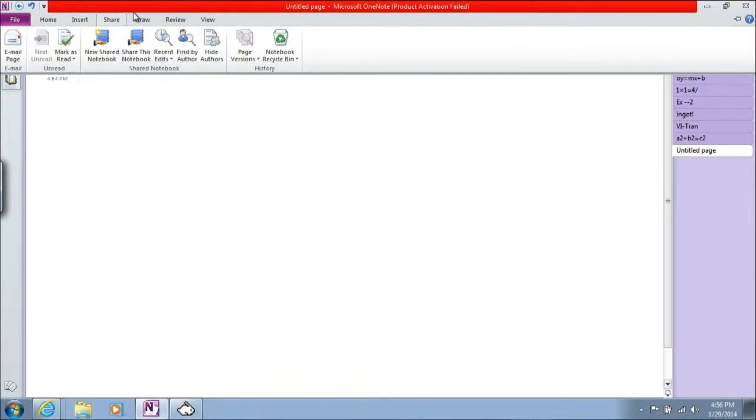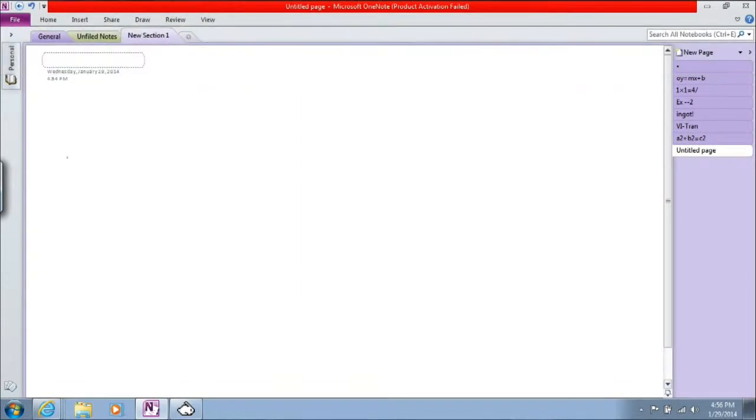Point slope form is a little bit less common. One that's probably most familiar is y equals mx plus b, or slope intercept. But point slope form is y minus y1 equals m, or the slope, times x minus x1.